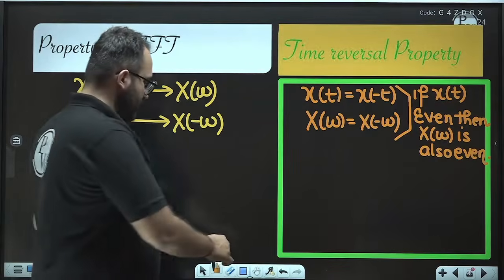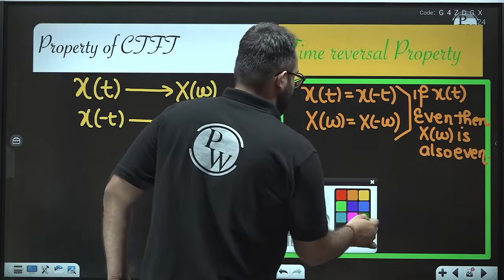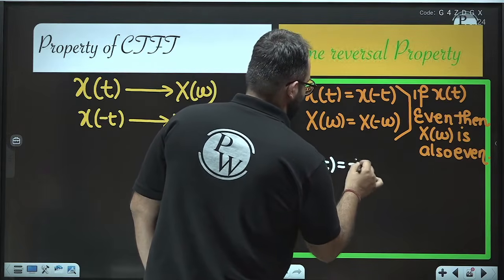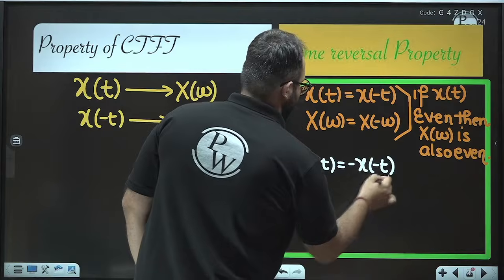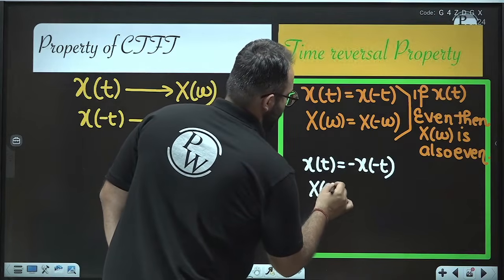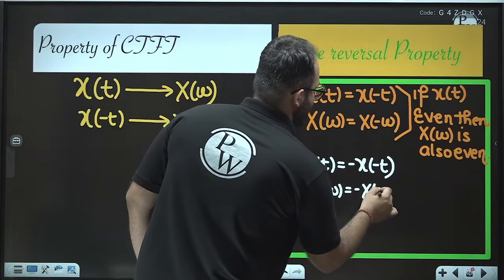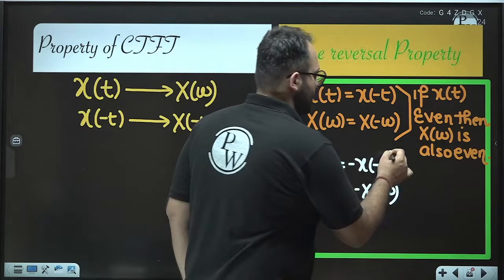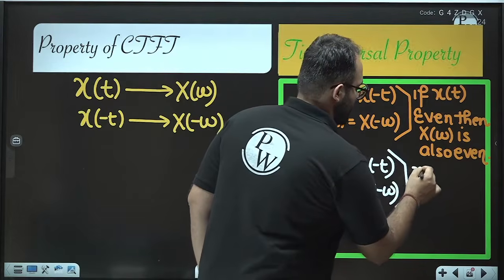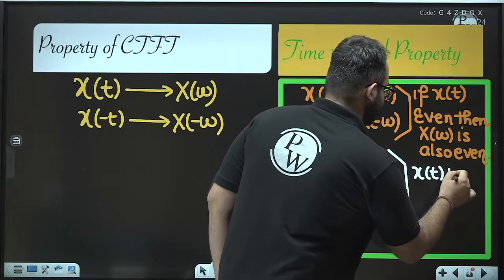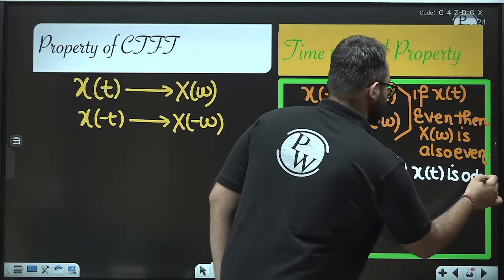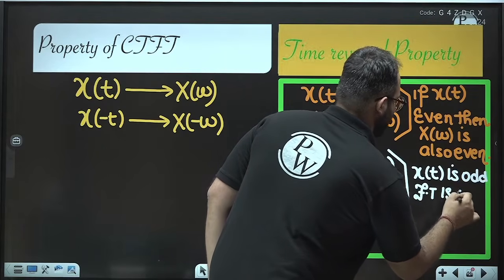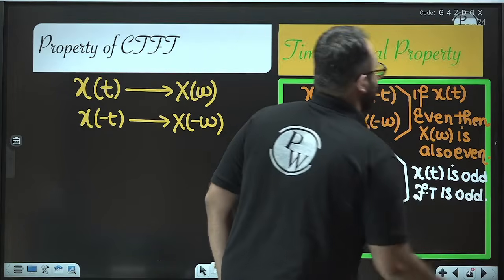Now the second point. The second point is if x(t) is odd, then the Fourier transform is also odd. So if x(t) is odd, then the Fourier transform is also odd. So these two are the properties.